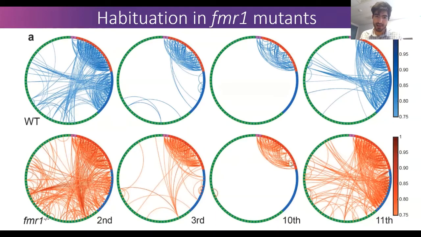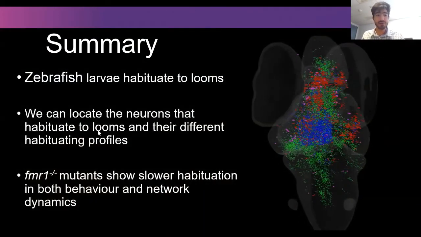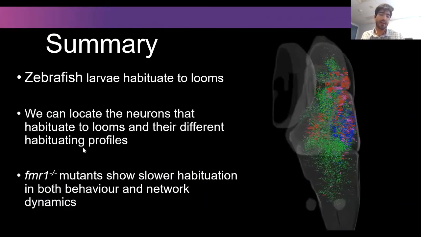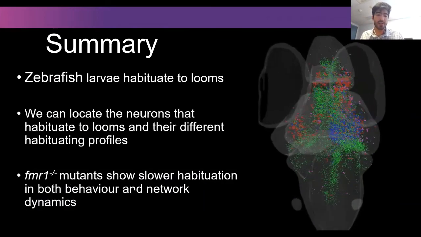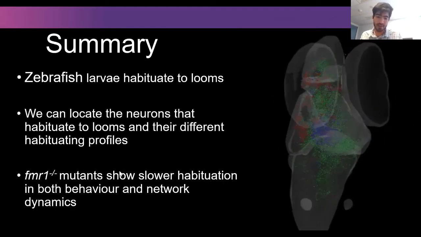So in summary, zebrafish larvae habituate to looms, and we can locate the neurons that habituate to the looms and their different habituating profiles. And FMR1 mutants show slower habituation in both behavior and network dynamics. And with that, I would like to wrap up.